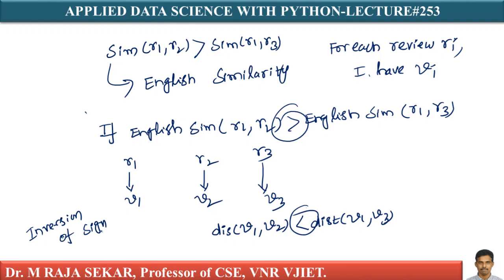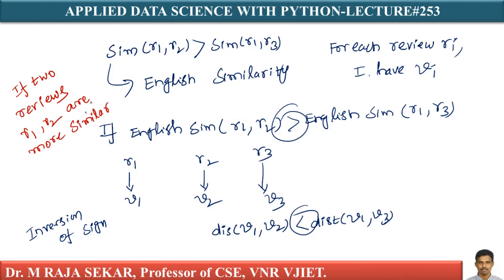If they are more similar, they are very close. In a nutshell, if two reviews R1 and R2 are more similar, then V1 and V2 must be close. V1 and V2 must be close. That's what it means geometrically.